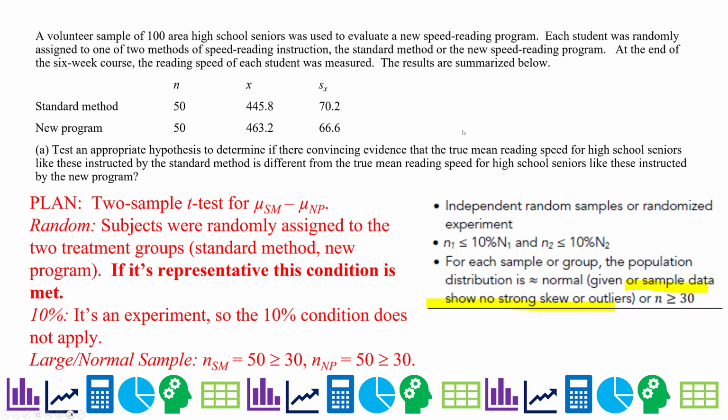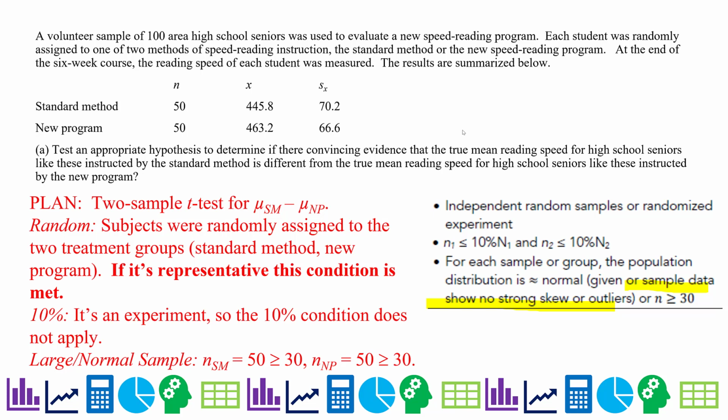We're going to do a two-sample t-test for those two means of the standard method minus mean of the new program. Random. Subjects were randomly assigned to the two treatment groups, standard method, new program. If it's representative, this condition is met. So actually, this condition is met. It's an experiment. So we just have to make sure that we say similar to those in the study, okay? Now, if these seniors were representative of all high school seniors, then I wouldn't have to say similar to those in this study. Okay, 10%. It's an experiment, so the 10% condition does not apply, all right?